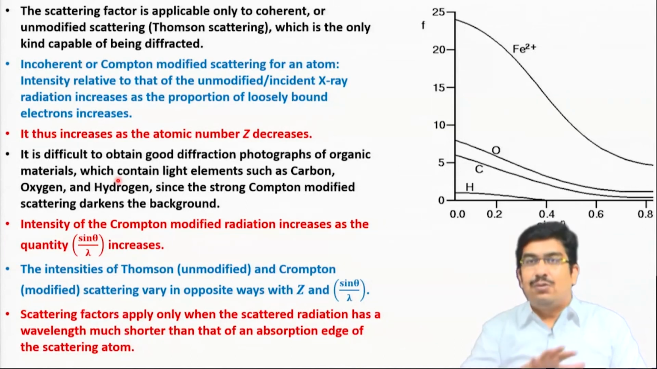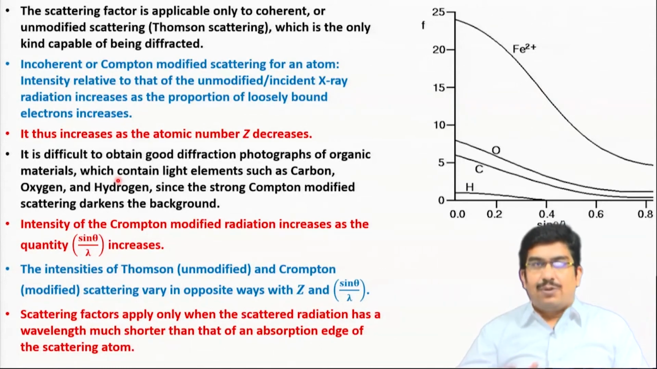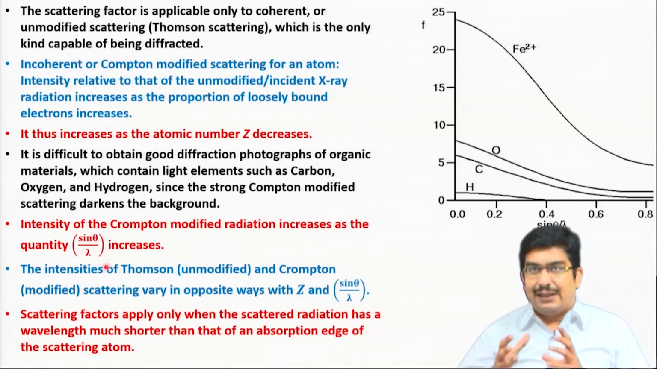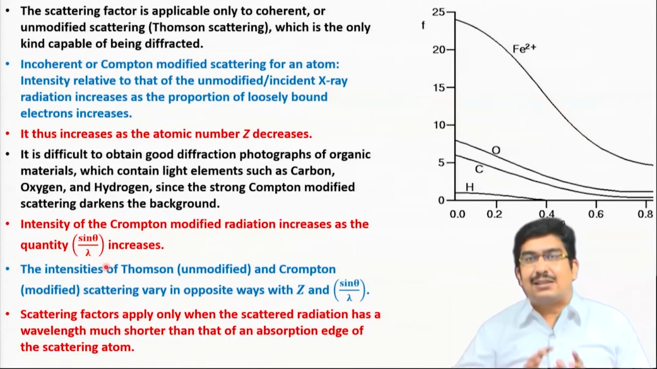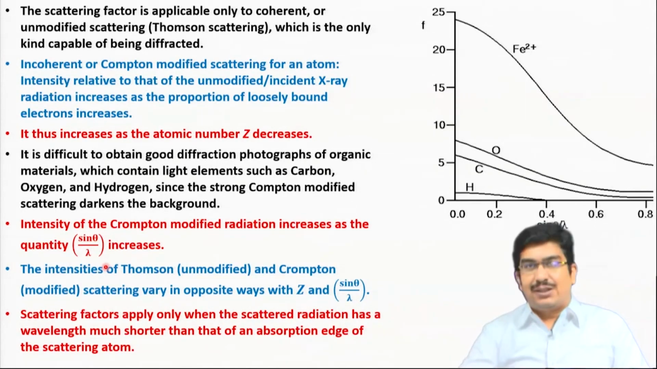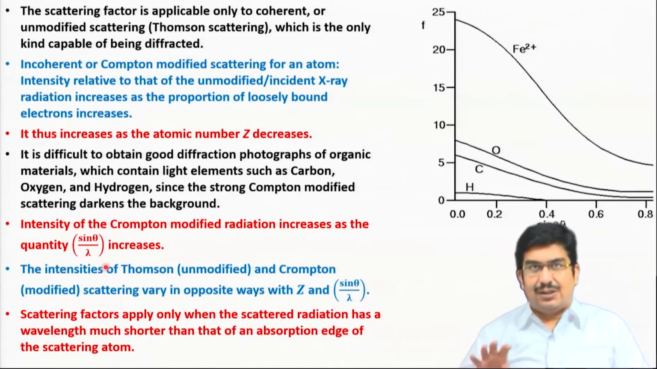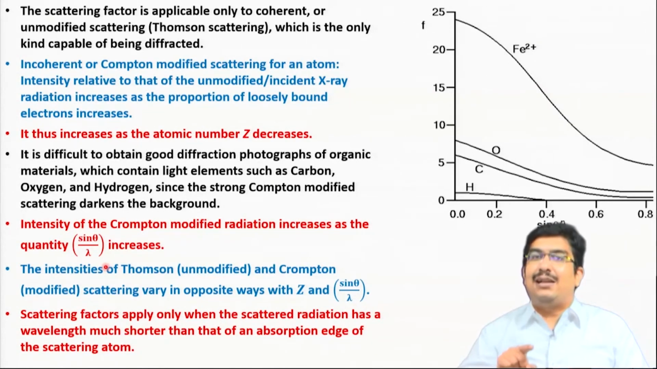For them you have to take special care in order to reduce this background, in order to reduce this Compton scattering phenomenon. Anyway, the intensity of the Compton scattering also increases with sin theta by lambda. So this is exactly the other way around compared to Thomson scattering. For Thomson scattering we have seen, Thomson scattering means basically atomic scattering factor. So, atomic scattering factor decreases as sin theta by lambda increases. That is the relationship between sin theta by lambda and atomic scattering factor when we consider only Thomson scattering.